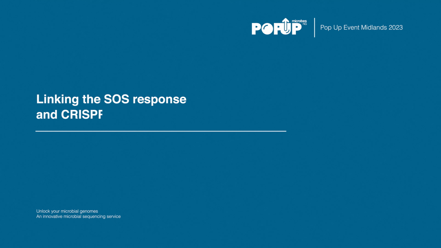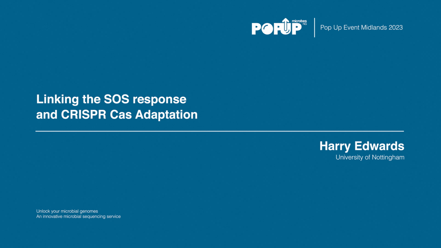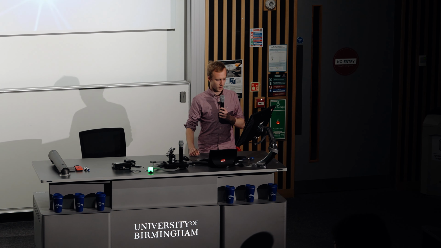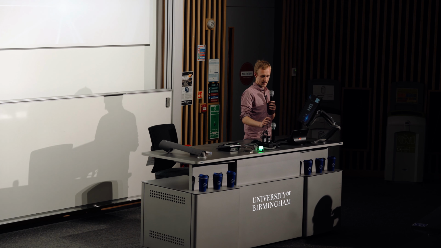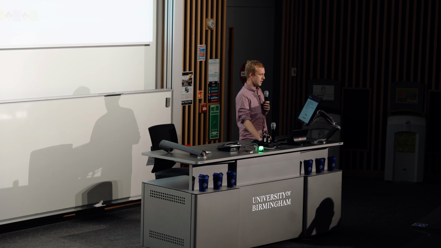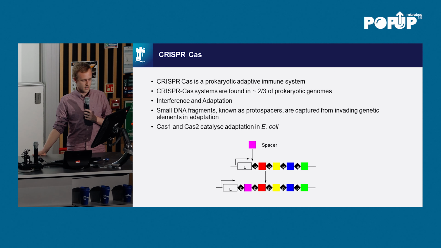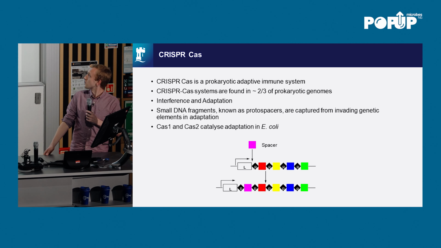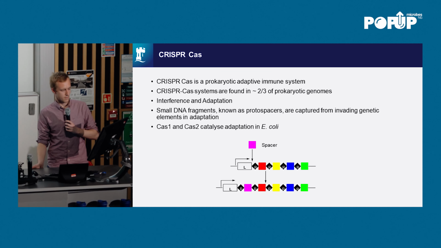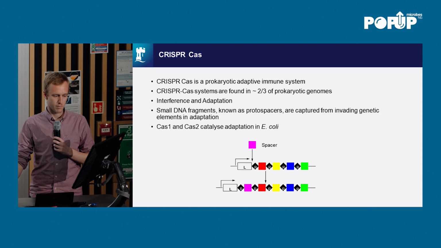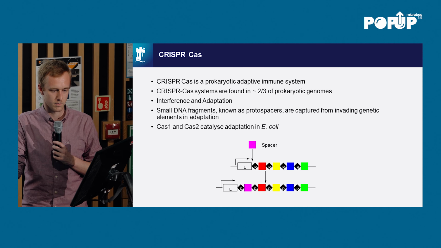I'm going to be talking today about some of the work I did during my PhD, where I was looking at the link between the DNA damage response in E. coli and CRISPR-Cas adaptation. So CRISPR-Cas is an adaptive prokaryotic immune system that's used as a defense against invasion from bacteriophage and mobile genetic elements, so very abundant, found in about 2/3 of the prokaryotic genomes.